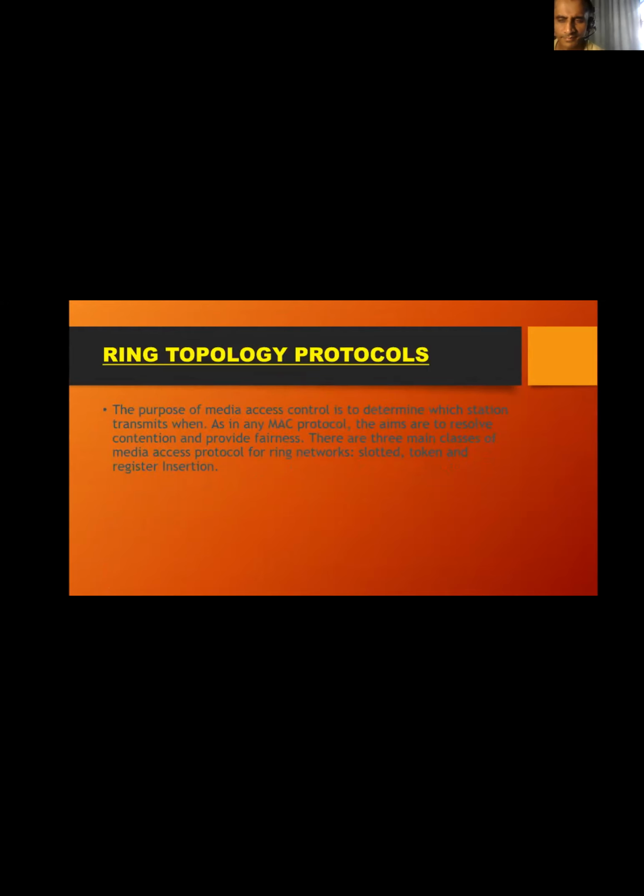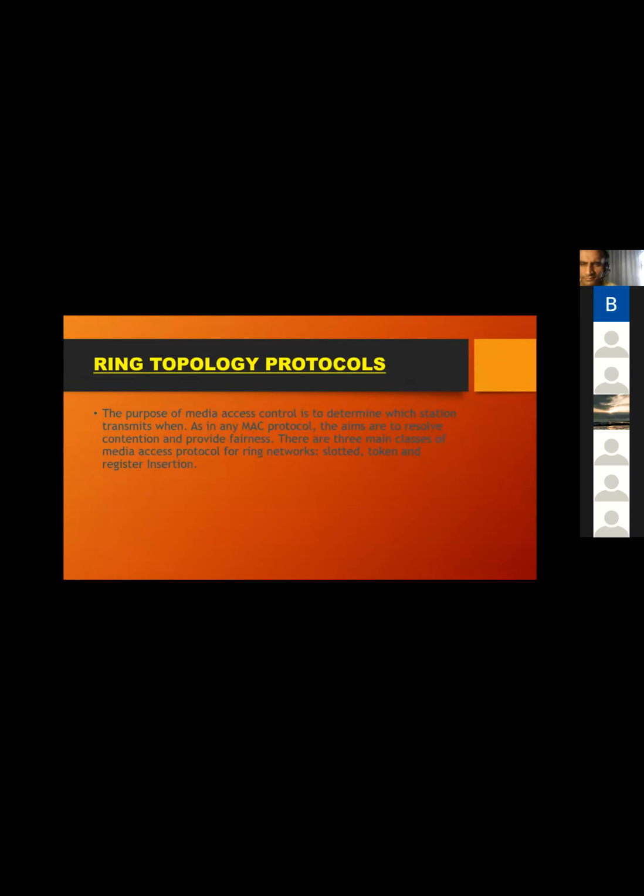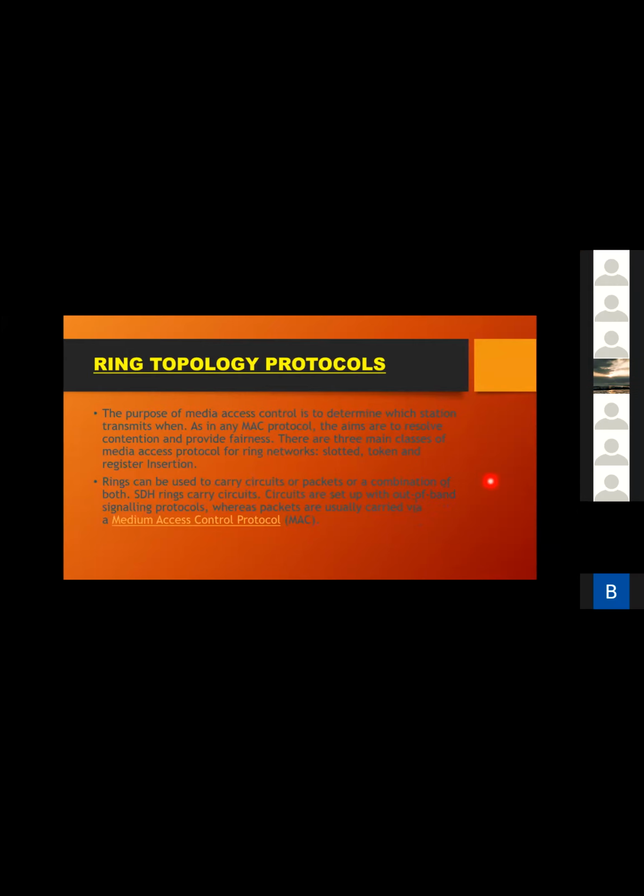Ring topologies protocol. The purpose of media access control is to determine which station transmits when. As in any MAC protocol, the aims are to resolve contention and provide fairness. There are three main classes of media access protocol for ring networks: slotted, token, and register insertion. Rings can be used to carry circuits or packets or a combination of both. SDH rings carry circuits. Circuits are set up with out-of-band signaling protocols, whereas packets use access control protocols.